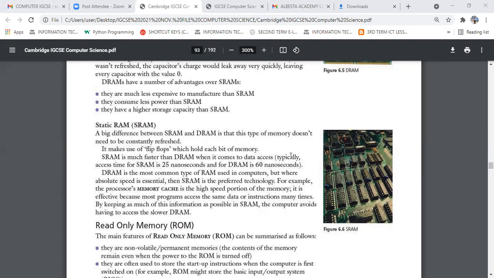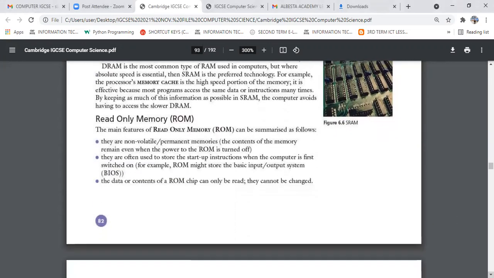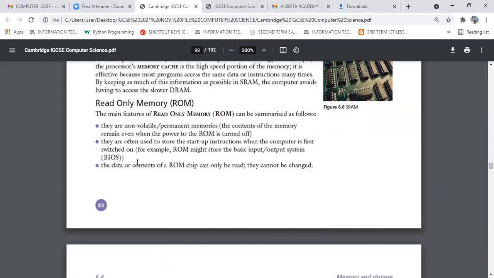So what we are just considering here is how your data or file is being stored on the computer system, which is necessary, okay? And that's what makes up a computer system. Then let's consider ROM, which is the read-only memory. The read-only memory can be summarized as follows. They are non-volatile. You know, the RAM is volatile, so the ROM is the opposite of the RAM. The ROM is non-volatile. That is, it is a permanent storage location. The content of this memory remains even when the power to the ROM is turned off. They are often used to store the startup instruction when the computer is first switched on. So your ROM is responsible for your computer to come up. The data or contents of a ROM chip can only be read and they cannot be changed.